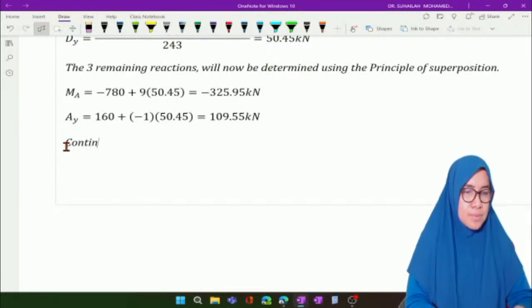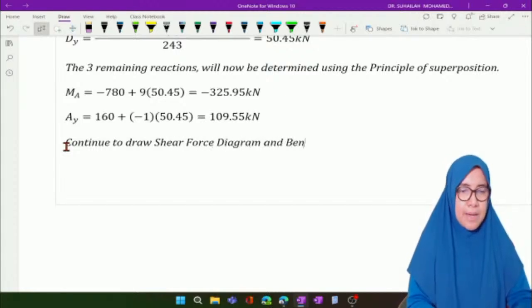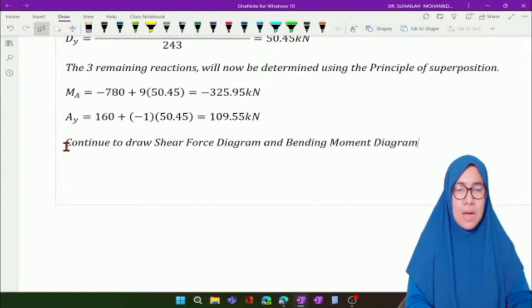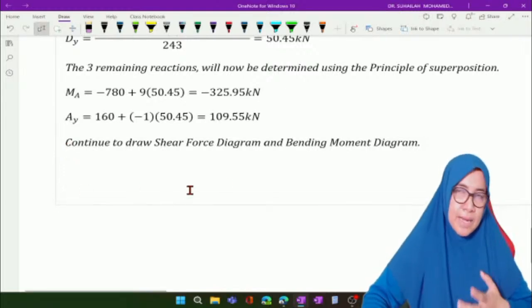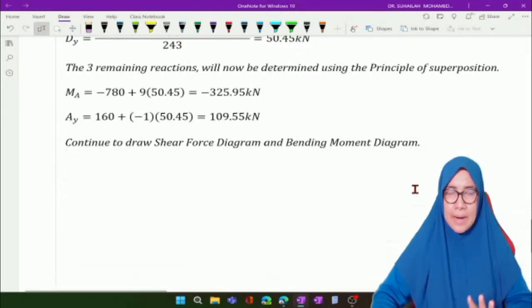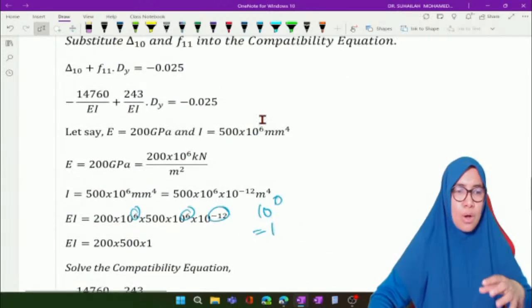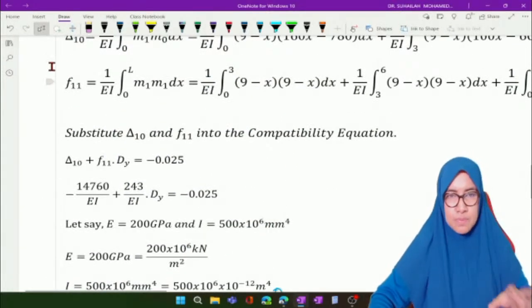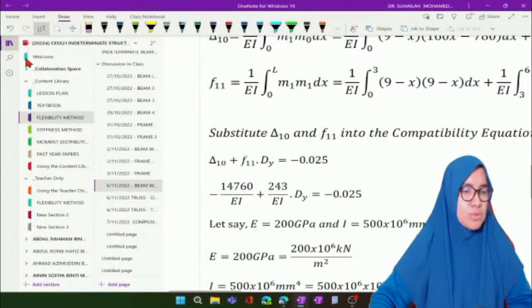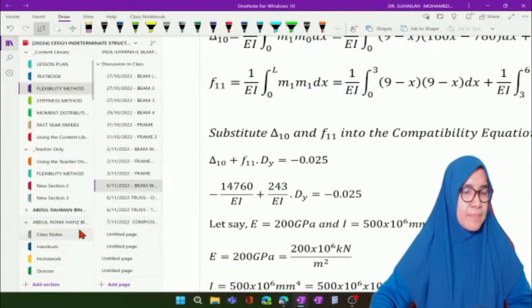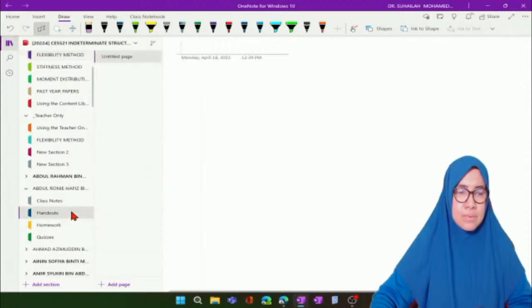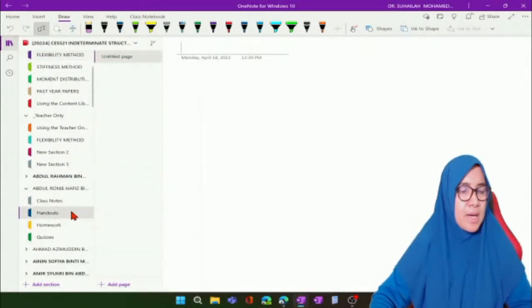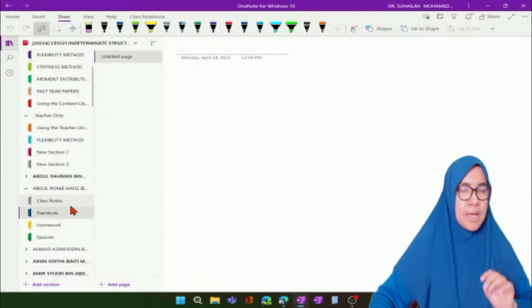Continue to draw the shear force diagram and bending moment diagram. Now I want to know how you draw the diagram. Draw the diagram first, and please put your notes based on this example into your folder under handout.